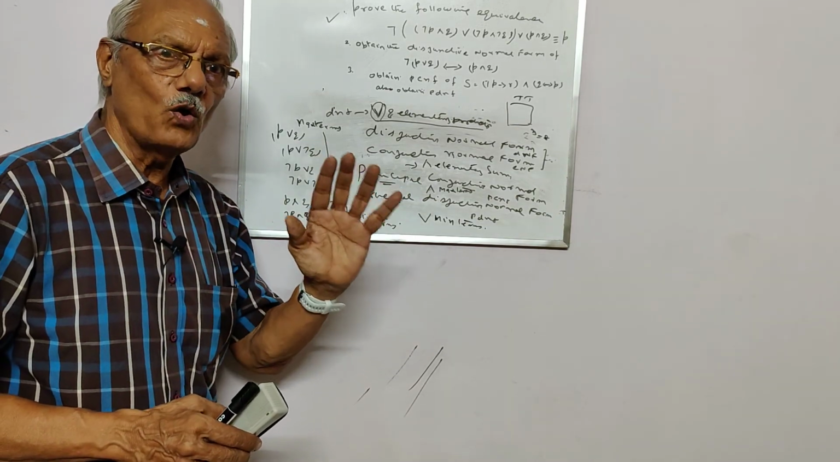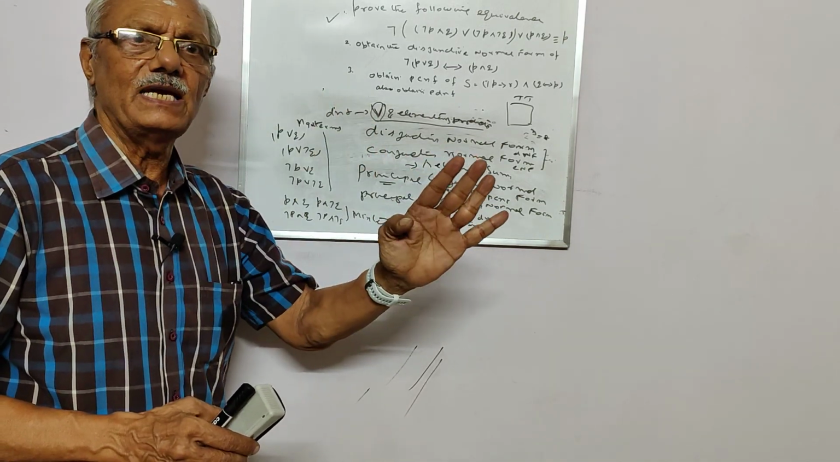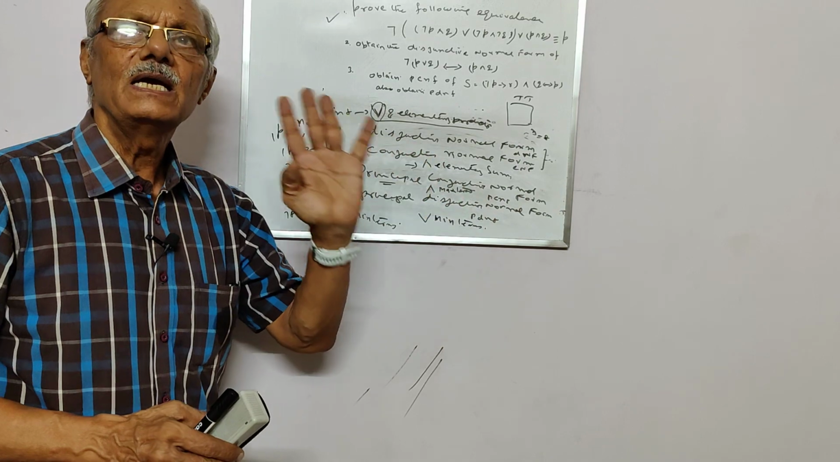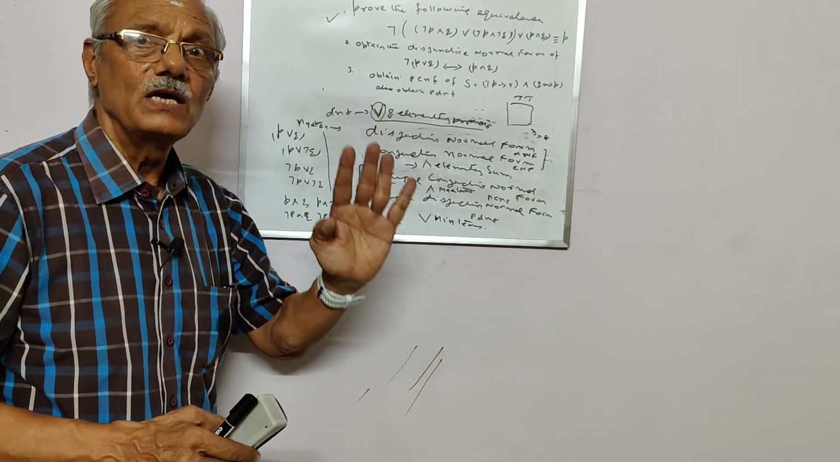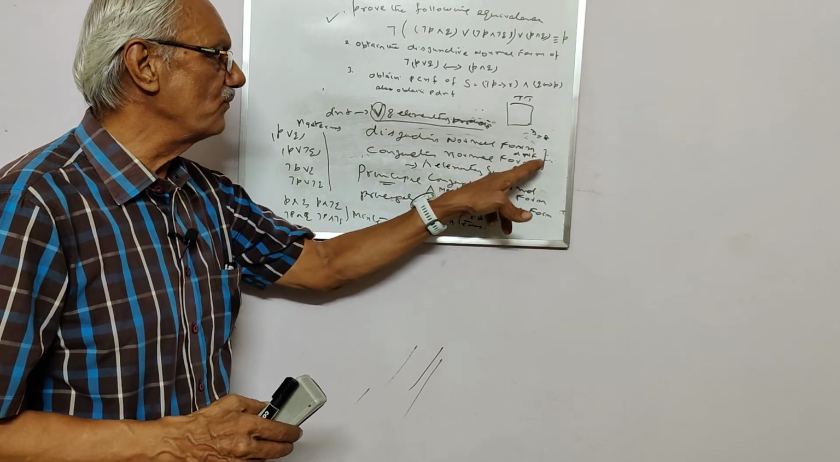Likewise, if you are having P, Q, R as 3 variables, not more than 8 max terms and not more than 8 min terms are available. Okay, you can write. Now, what is disjunctive normal form?